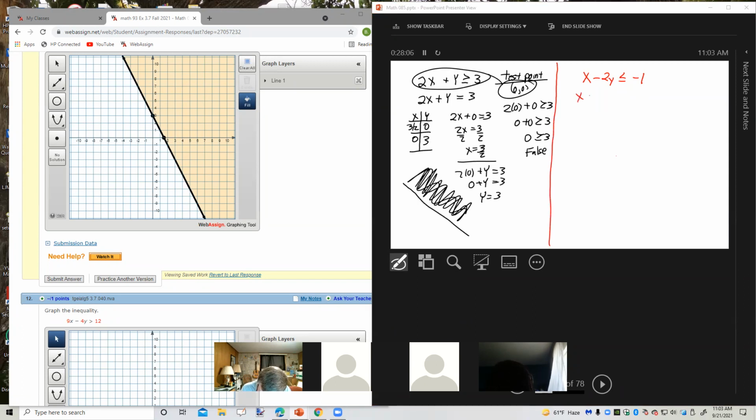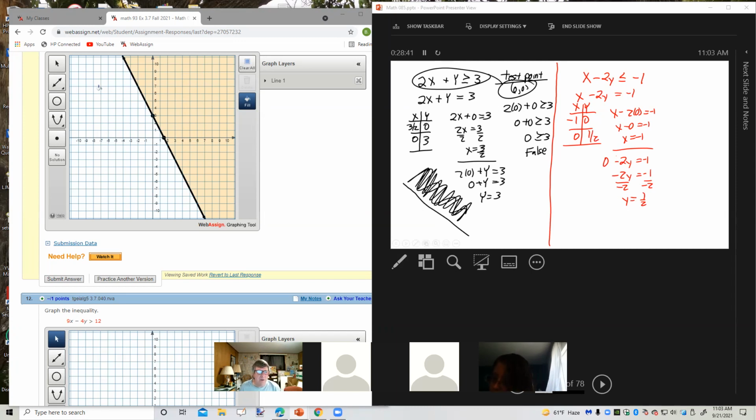So I'm going to look at the related equation. I'm going to make a table. I'm going to use the x and y intercepts. If y is 0, I get x minus 2 times 0 equals -1. x minus 0 equals -1. x equals -1. Okay. If x is 0, I get 0 minus 2y equals -1. -2y equals -1. Divide both sides by -2, y equals 1/2.